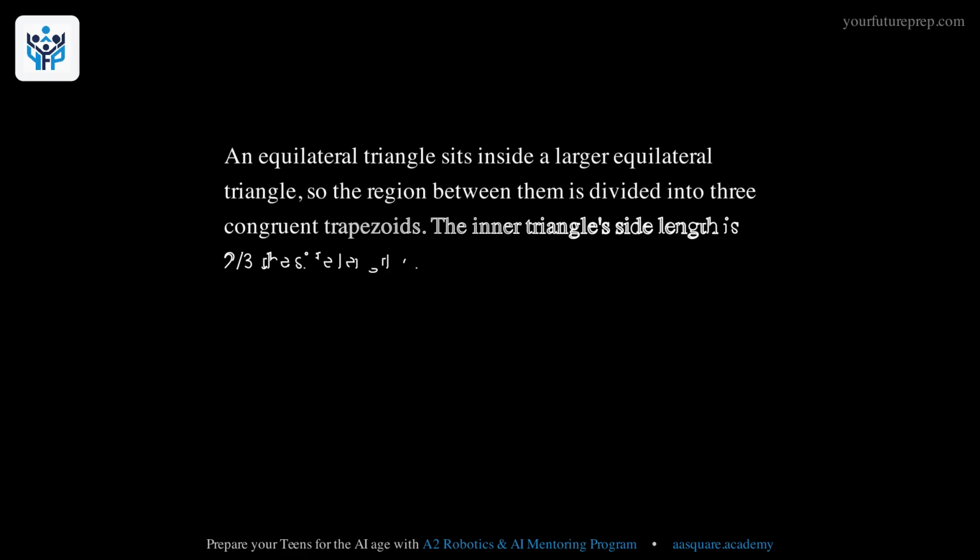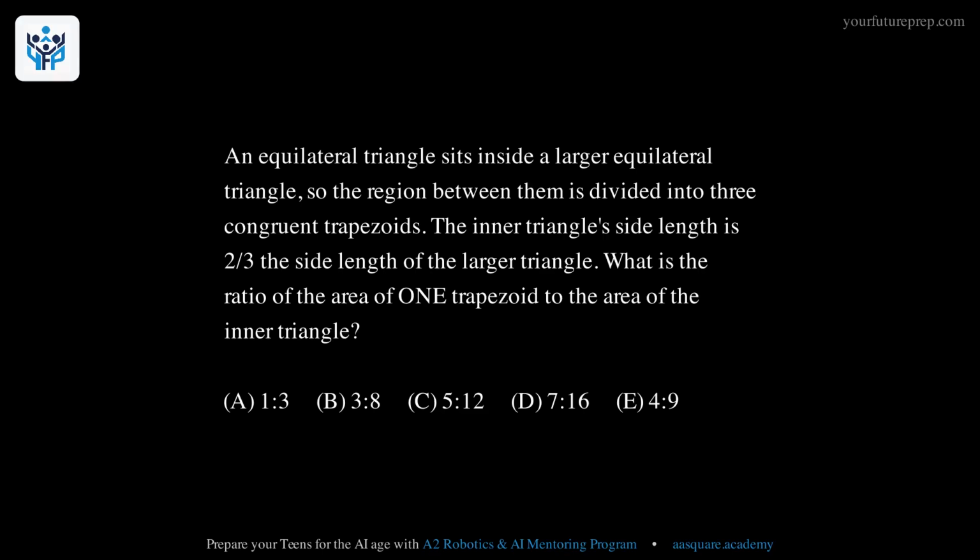Here's problem 19 from the 2023 AMC 8. An equilateral triangle is placed inside a larger equilateral triangle, so that the region between them is divided into three congruent trapezoids. The side length of the inner triangle is 2/3 the side length of the larger triangle. What is the ratio of the area of one trapezoid to the area of the inner triangle?